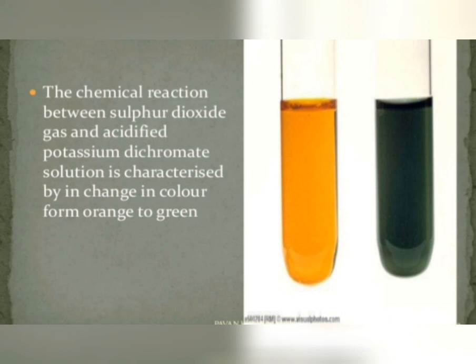So this reaction between sulfur dioxide gas and potassium dichromate solution is characterized by the change in color from orange to green. Okay. So whenever there is a change in color, it clearly signifies that a chemical reaction has taken place.